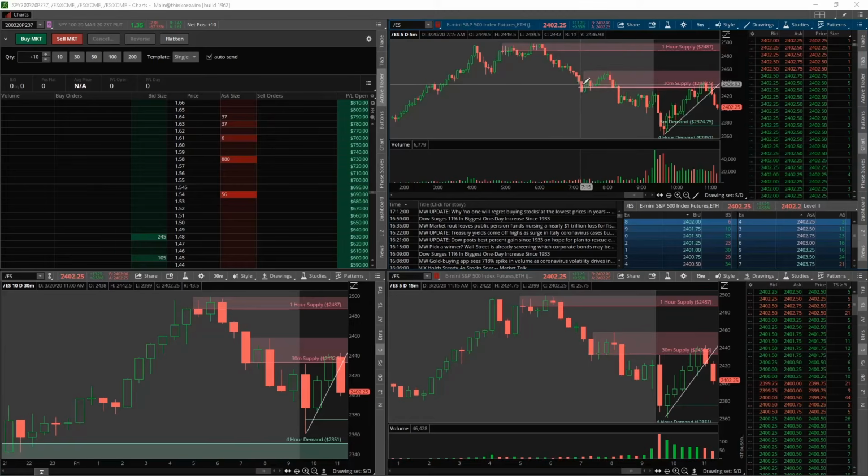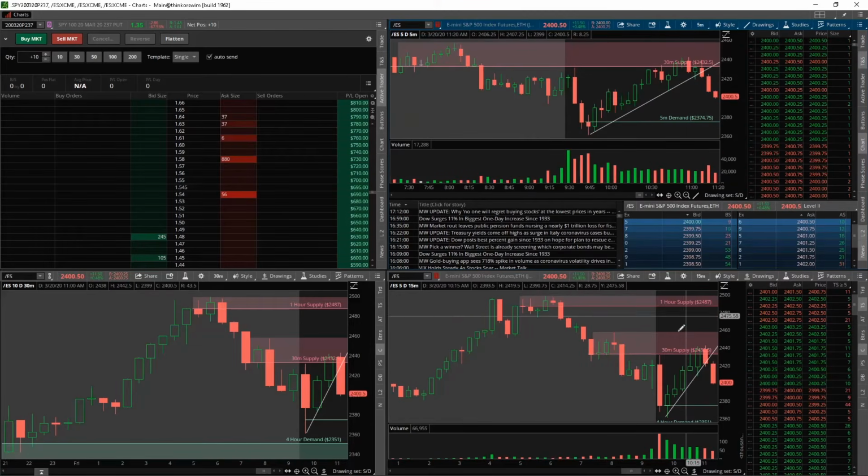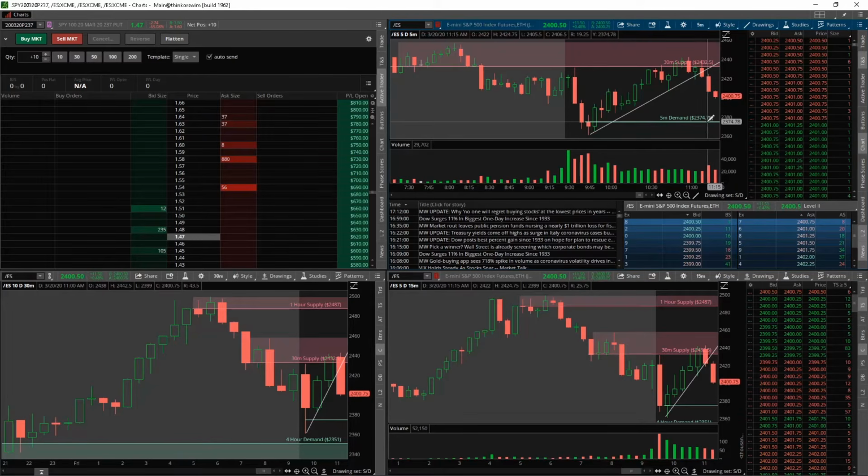All right, there we go. We're rejecting. It's looking like a good trade. We just formed another 30 minute supply zone. Again, trend line break. We're coming down to my target. My first target, I really want to see how price reacts to 23.85-ish area. But if not, I'll look to the 5 minute demand at 23.74.